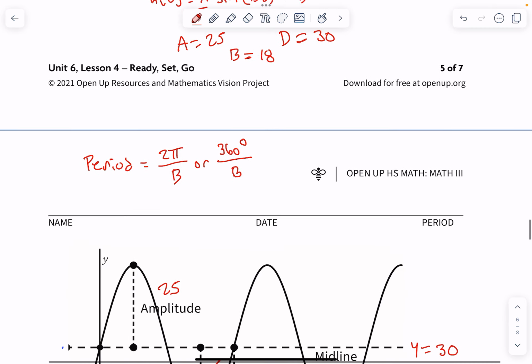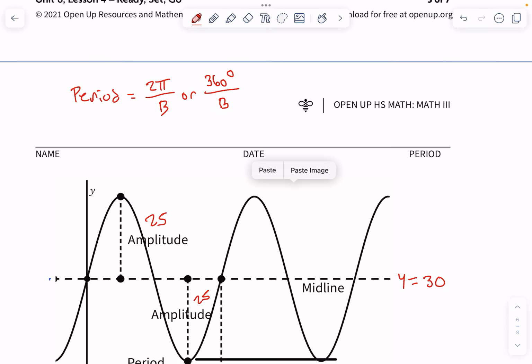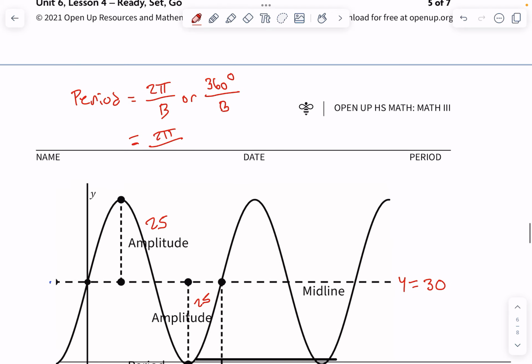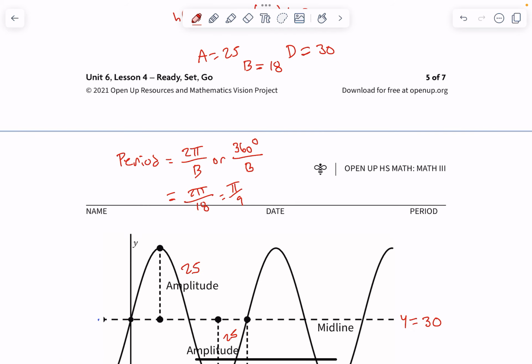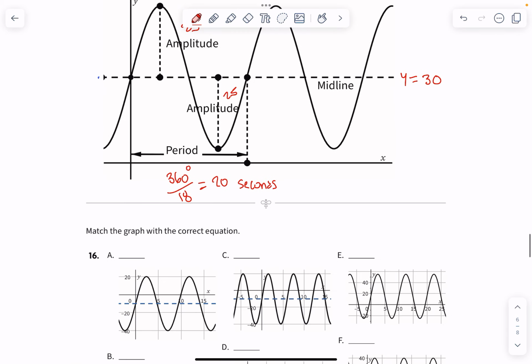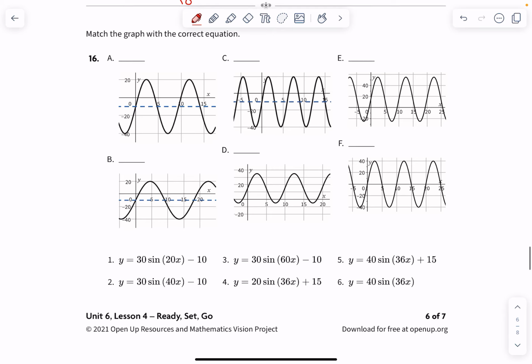We might also talk about this as a in radians. So it would be 2 pi over 18, which is equal to pi over 9. Okay, but this is what we should kind of have.